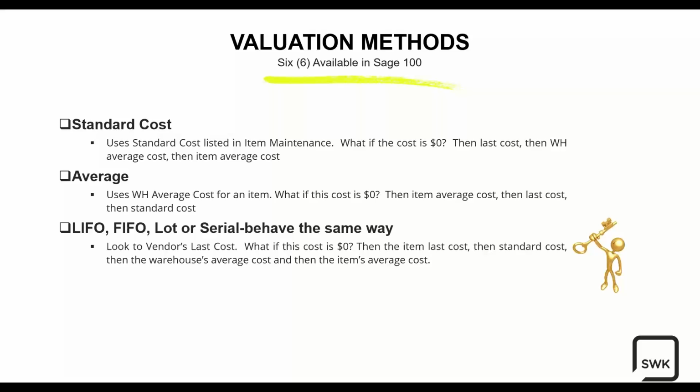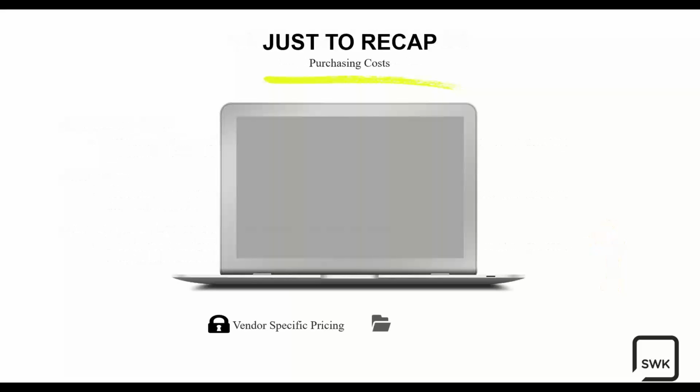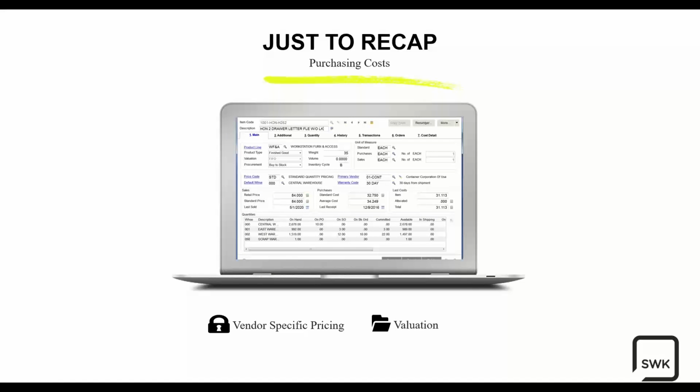Keep in mind, we're still talking about purchase orders to your vendor at this point. So just to recap, vendor-specific pricing always takes priority on purchase orders. Then the valuation, that's it. And like I said, we'll look at some examples of this later so that it becomes clearer.